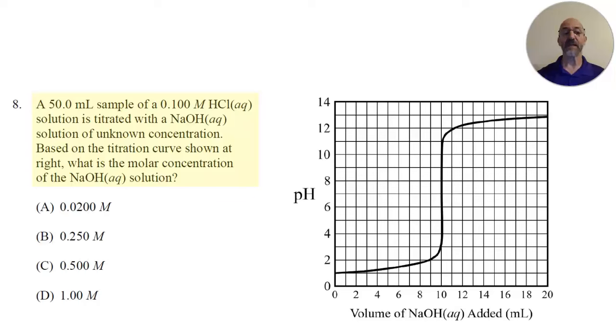So here's what it says in question 8. A 50 milliliter sample of a 0.100 molar solution of hydrochloric acid is titrated with a sodium hydroxide solution of unknown concentration. So based on the titration curve shown at the right, what is the molar concentration of the sodium hydroxide solution? So I'm going to draw a diagram like I did in question 7, and let's determine what's in the burette and what's in the flask.